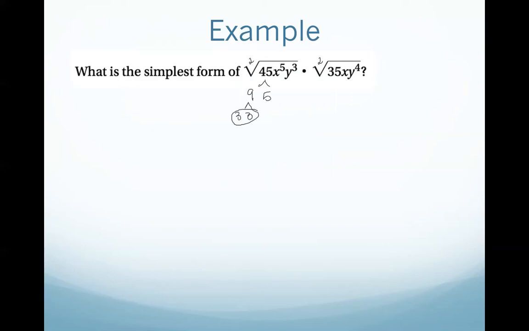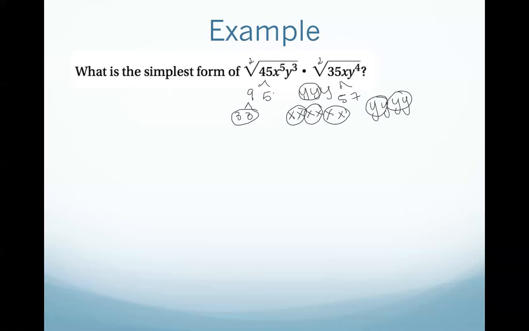And then I have x to the 5th. So I have 1, 2, 3, 4, 5 x's. I have 2 groups of 2. I have 3 y's. There's a group of 2. And then I have 35, which is 5 times 7. Both of those are prime, but see how I had a 5 earlier? I'm going to end up combining those. And then I have another x. There's a group of 2. And I have 4 more y's. 2 more groups of 2.